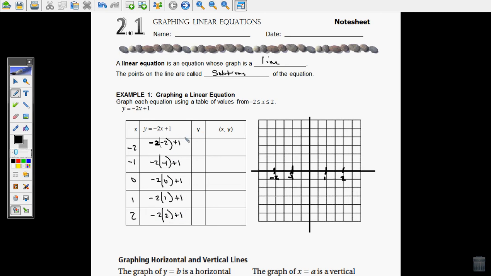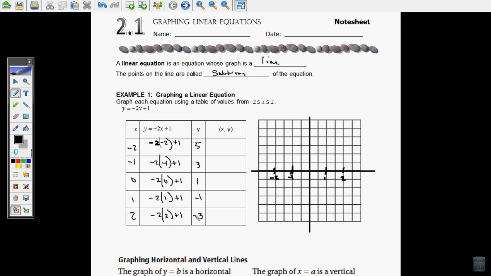So now let's figure out. All of these things are supposed to evaluate to what y is, now that I've put the x value in. So when I evaluate this, what do I get? Negative 2 times negative 2 is 4. 4 plus 1 is 5. In my next one, I have negative 2 times negative 1, which is just 2. 2 plus 1, 3. Negative 2 times 0 is 0 plus 1, 1. Negative 2 times 1 is negative 2 plus 1, negative 1. Negative 2 times 2 is negative 4. Negative 4 plus 1, negative 3.